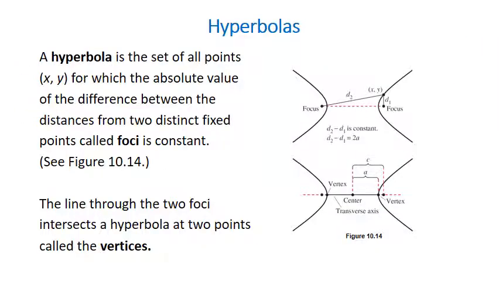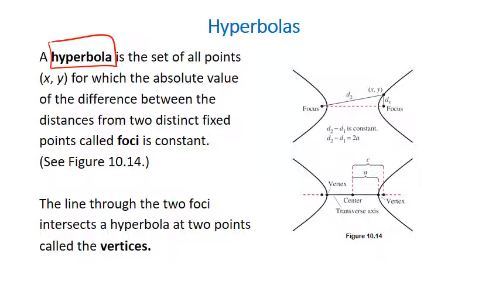We now move on to hyperbolas, and here the definition, once again, of a hyperbola is the set of all points for which the absolute value of the difference between the two distances to the foci is constant. The line through the two foci intersects at the vertices.